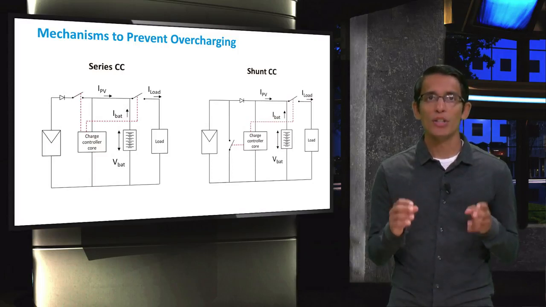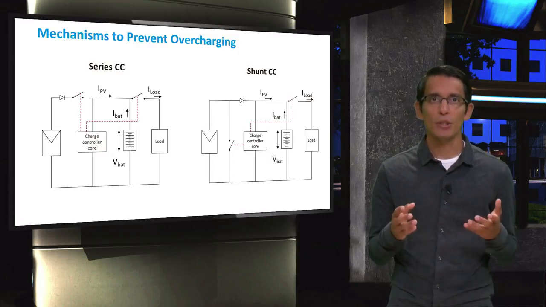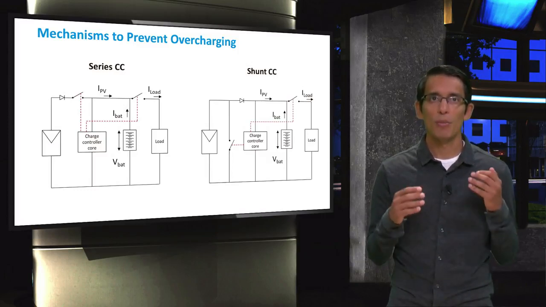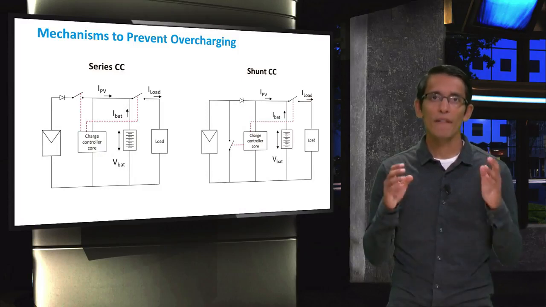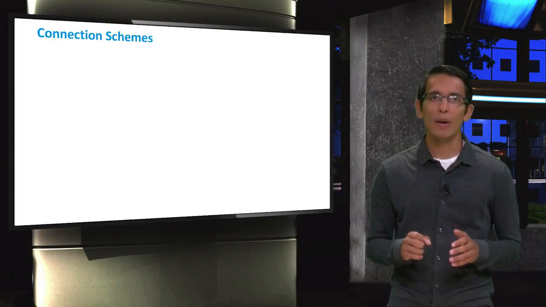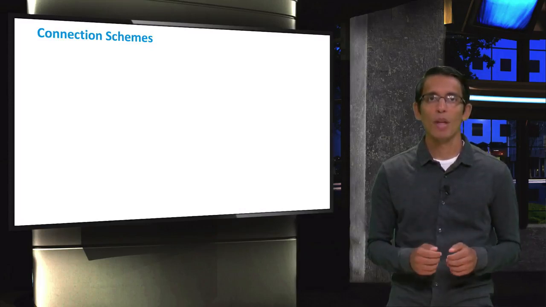Both of these topologies also ensure over-discharge protection. This is achieved by power switches for the load connections, which are appropriately controlled by the charge controller algorithms. Finally, I will talk briefly about a couple of PV system topologies where a charge controller is used.